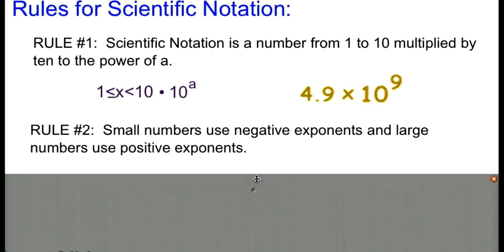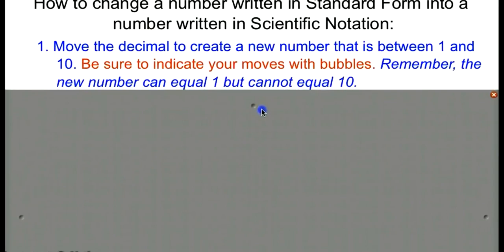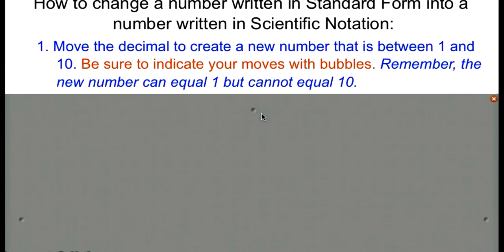Rule number 2 is that small numbers use negative exponents and large numbers use positive exponents. This slide's all about how to change a number written in standard form into a number written in scientific notation. So the first step that you're going to do is move the decimal to create a new number that is between 1 and 10. Be sure to indicate your moves with bubbles. You'll see that here in a little bit. Remember that the new number can equal 1 but cannot equal 10.